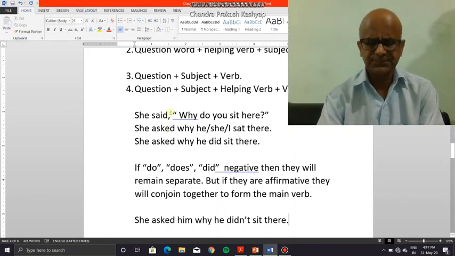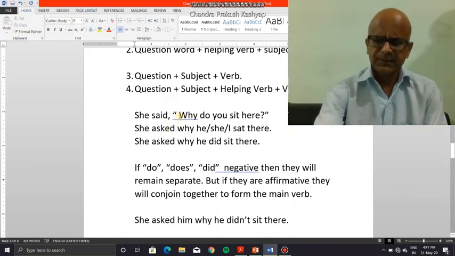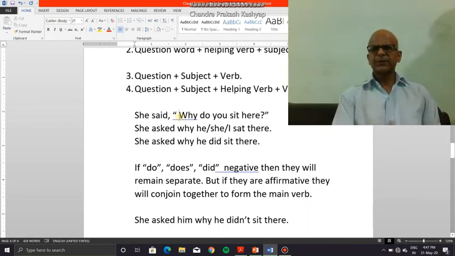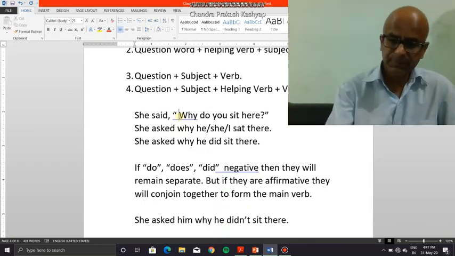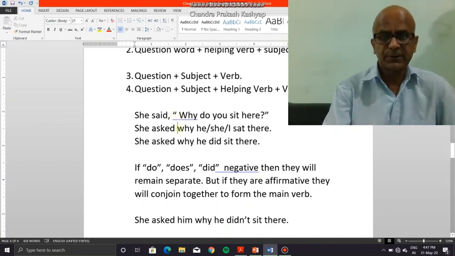So this is equally true in the case of questions whose answers are yes or no. You can try this on your own. You will not copy the question word in that case. But you will use if or whether.